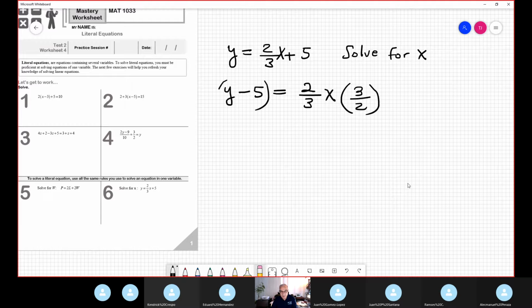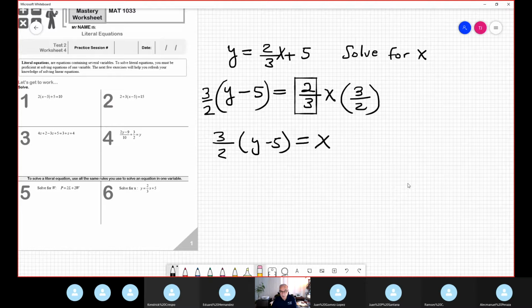Multiplication on both sides by the reciprocal, by the same number, no? In this case, the reciprocal. 3/2 parentheses y minus 5 is equal to x, because 2/3 times 3/2 is obviously 1. 1 is an invisible factor. Leave it like that. You can.